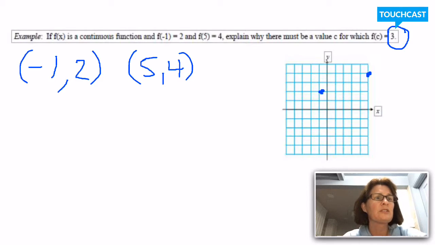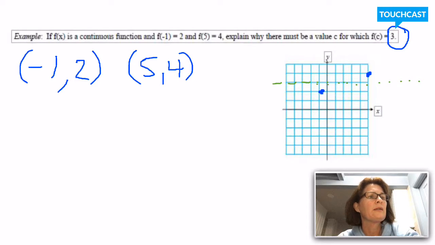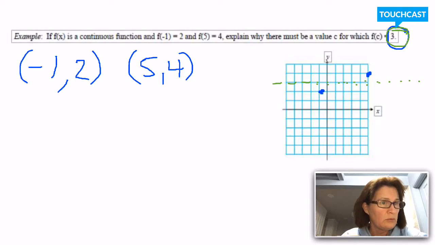The y value I'm interested in is y equals 3, because I've been asked to prove that there's an x value, c, that makes the y value 3. So especially if you draw in this green dotted line, now you can see there's no way to connect the two blue dots without crossing over that dotted green line. So that's why making that picture can really help you.